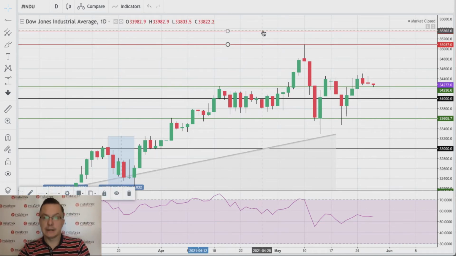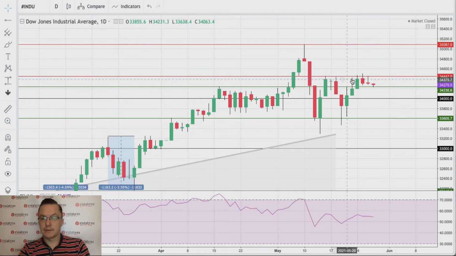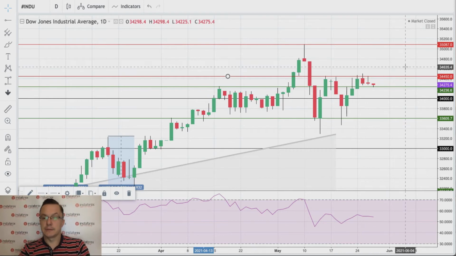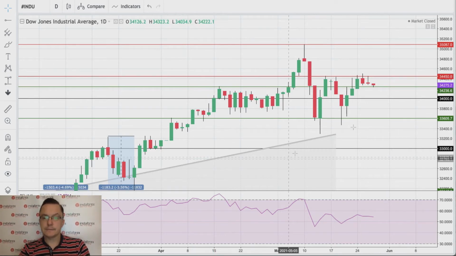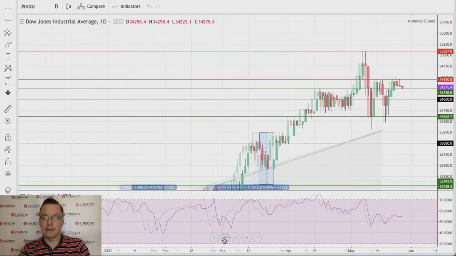But right now we are not trading that high, as in the case of the S&P 500. Yes, the market fights the level of around 34,450. I think this will be the correct level here. There you go. The market fights this level, and right now it is losing the fight.